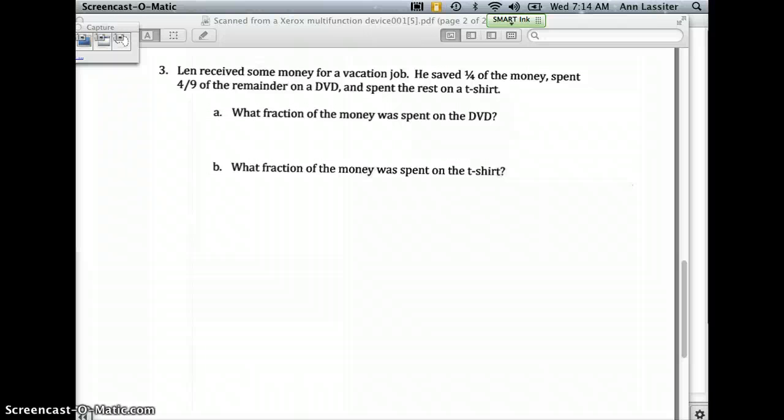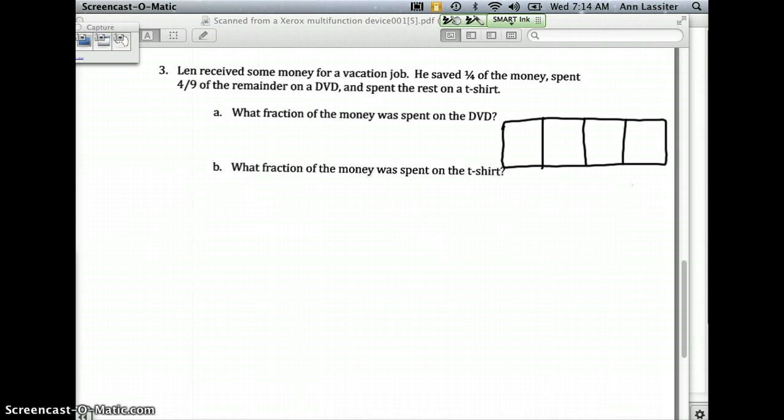This third problem is a little bit more difficult, not too much though. Len received some money for a vacation job. He saved 1/4 of the money, spent 4/9 of the remainder on a DVD, and spent the rest on a t-shirt. So again, I'm going to draw a picture, and this is going to represent all of the money that he had, and he spent 1/4, or he saved 1/4.